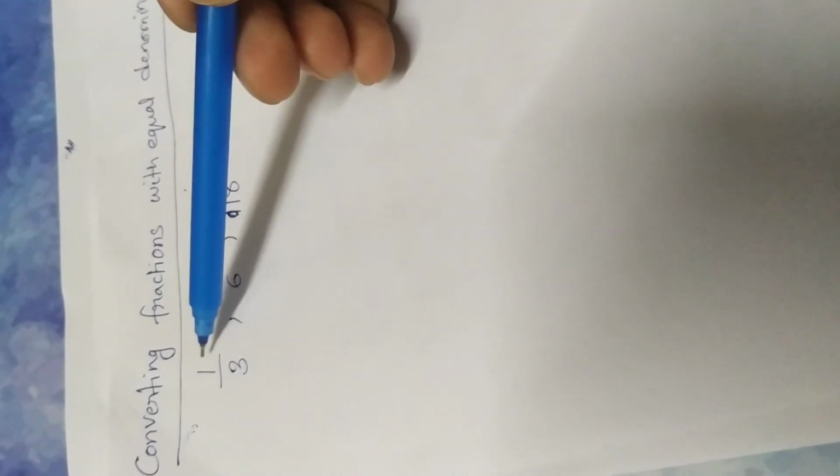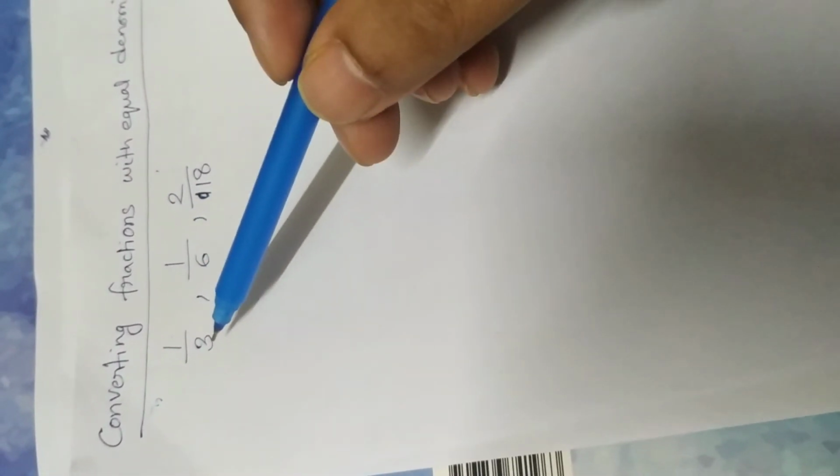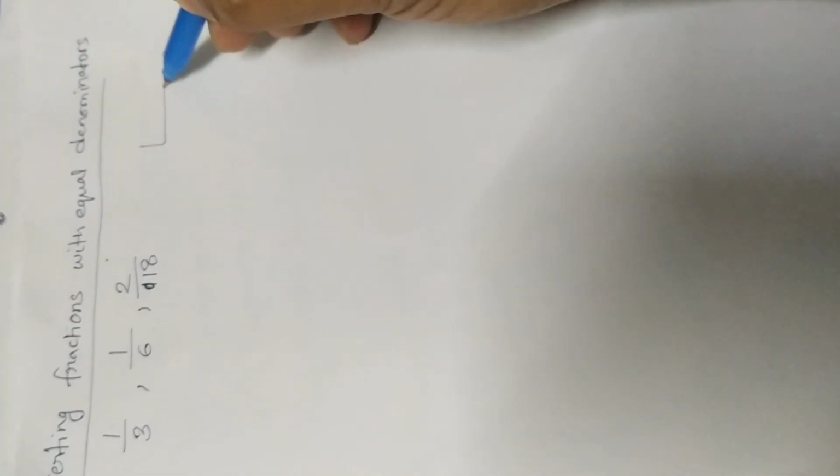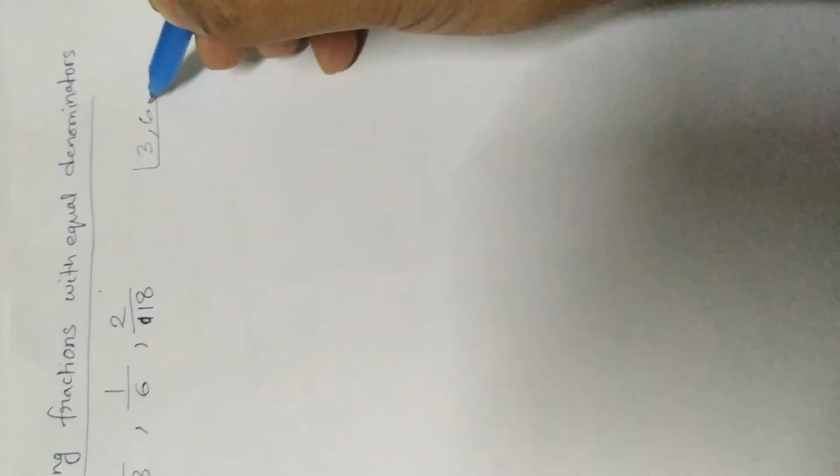First of all, we all know what is numerator and denominator, right? The numerators are the upper ones and the denominators are the numbers at the lower end. 3, 6 and 18 are the denominators, 1, 1 and 2 are the numerators of these three fractions. So what is the first step? We need to find the LCM of 3, 6 and 18. We have already learned this in chapter 5. By the Euclid method we can easily find an LCM, right?